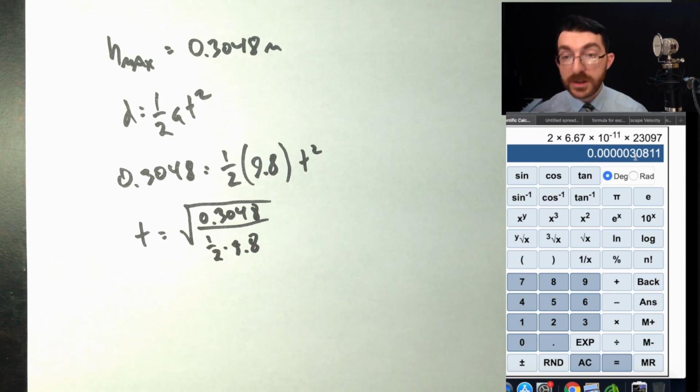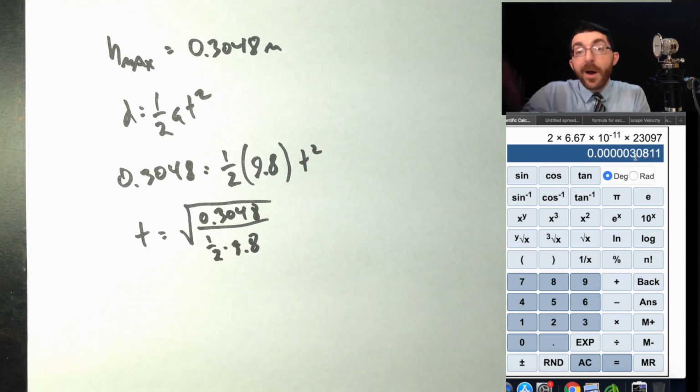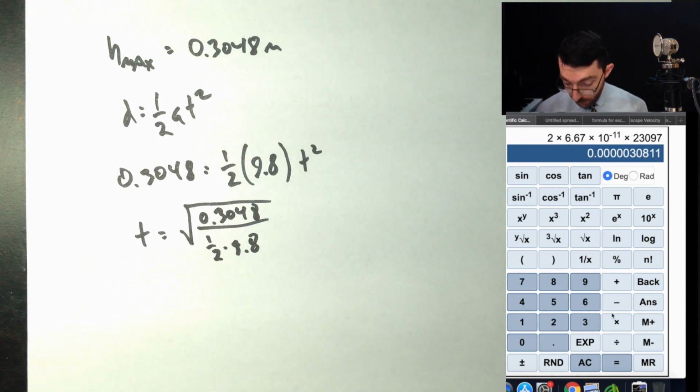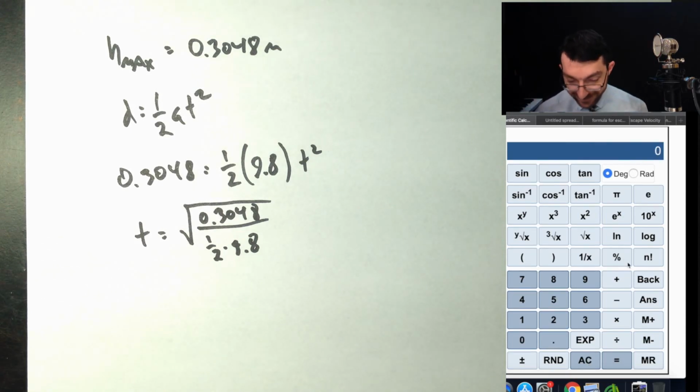Now, I could have just gotten the time from the video, but I'm just not that smart. So let me do that. The square root of 0.3048 divided by 0.5 times 9.8. Okay, a quarter of a second. It's almost exactly a quarter of a second.